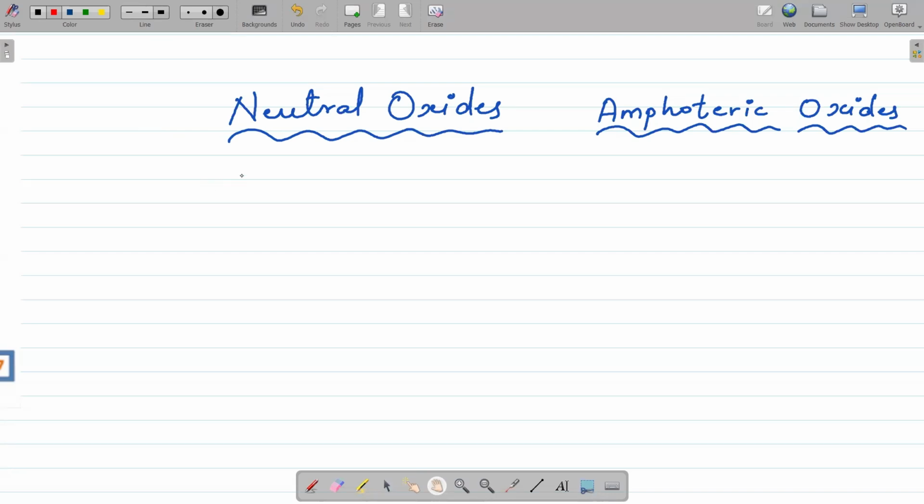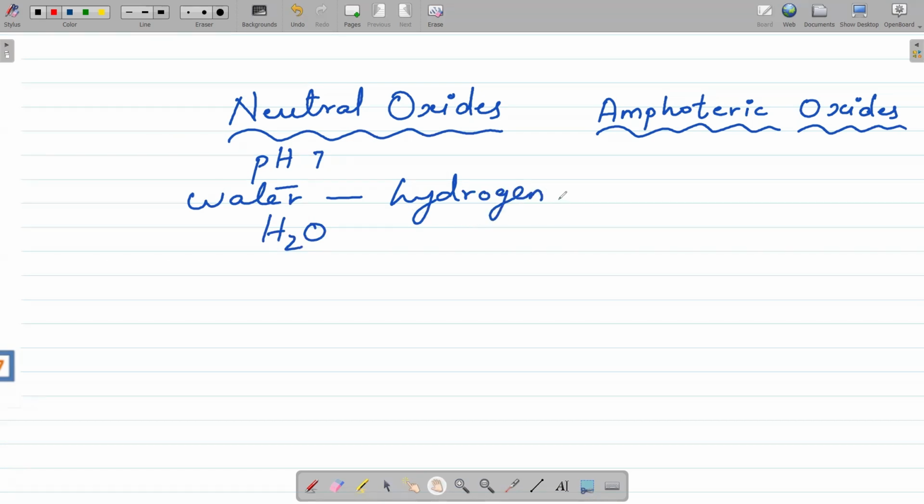Okay, now let's talk about neutral and amphoteric oxides. So which is a neutral oxide? Naturally it should have a pH of 7, a neutral pH. So what do you think is a neutral oxide? Water can be thought of as hydrogen oxide, because it's H2O, right? So we can think that it is hydrogen oxide, and it has a pH of 7, and it is therefore a neutral oxide.